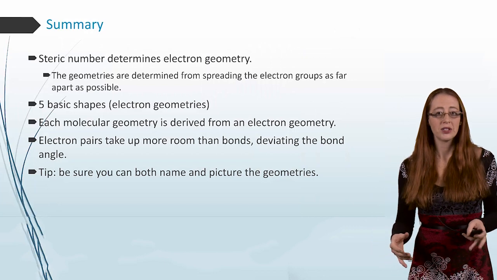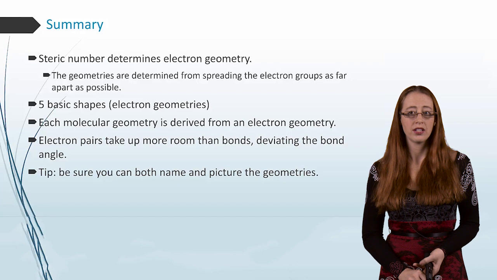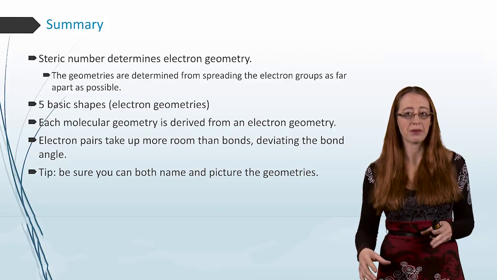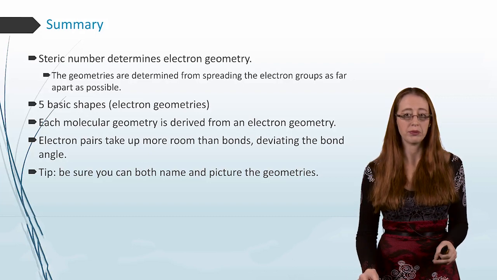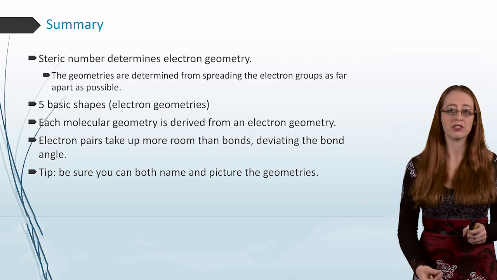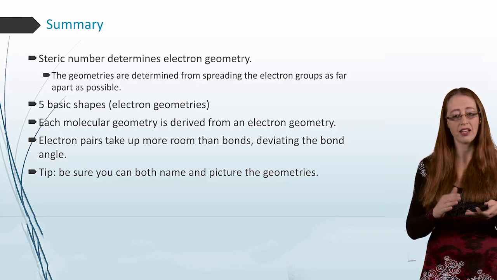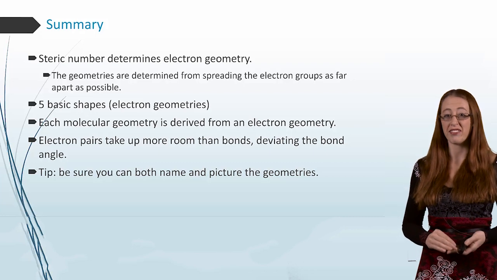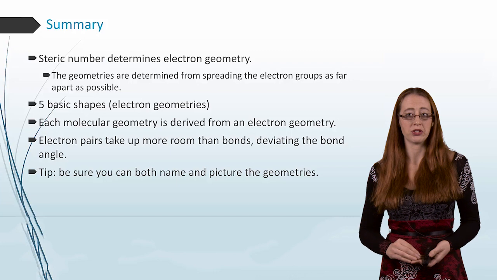So in summary, we have our steric number, and that determines our electron geometry. This comes from spreading out all of the electron groups as far apart as possible, and we know that single, double, and triple bonds all count as one when we do this. We have these 5 basic shapes that everything else is built off from. Those start by forming our electron geometries. Of course, if our steric and coordination number is the same, or in other words, we don't have any lone pairs on the central element, then our electron and our molecular geometries are the same as well.